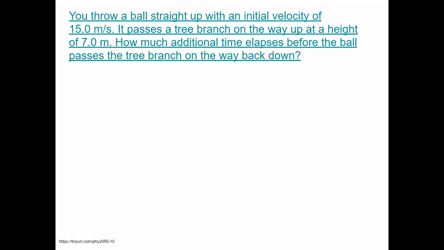We will take a look at a second exercise problem here. Okay, I'll give you guys a few minutes again to work on this, and then we can take a look at the solution together, okay? So you throw up a ball with an initial velocity. Now this one, this time this is given. It says it passes a tree branch on the way up at a height of 7.0 meters. How much additional time elapses before the ball passes the tree branch on the way back?